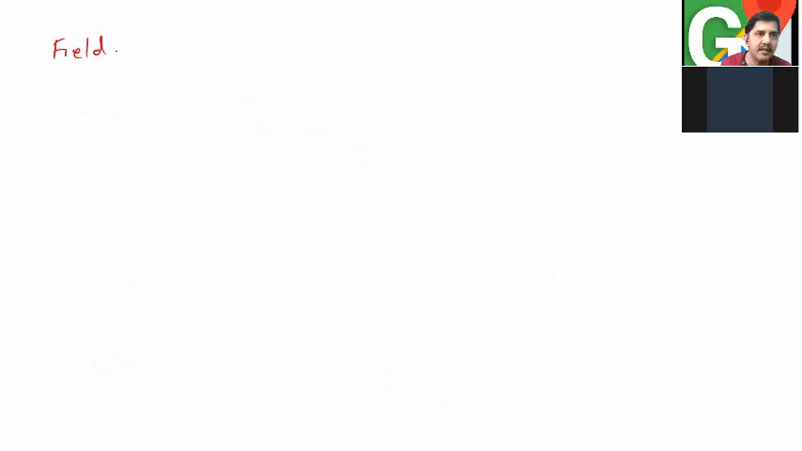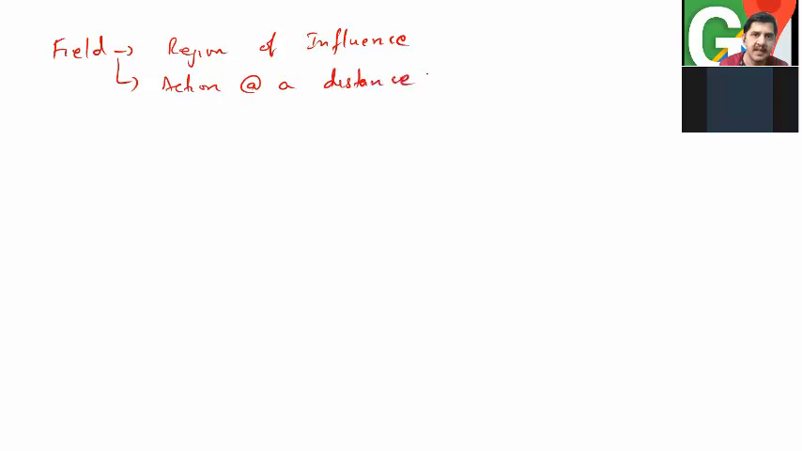So let us define field. You can define it in two ways. One is the region of influence is called a field. This can be created by multiple entities. Correspondingly, the names can change. You can also define field as action at a distance. You can define it in either way.